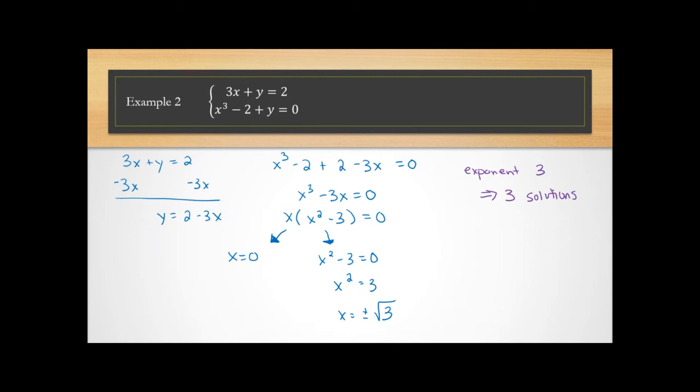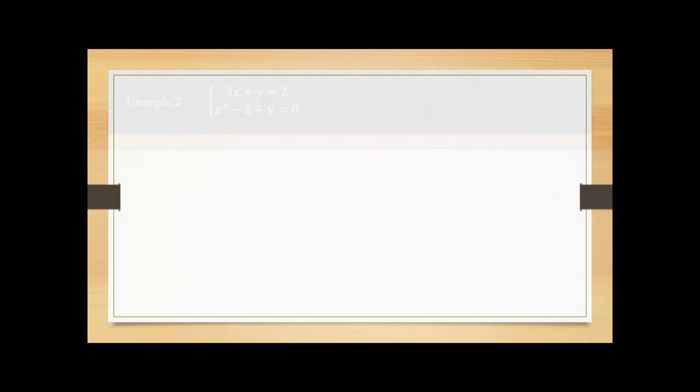So we need to find the ordered pair for each of these three sets of values. And for that, we're going to plug it into this y equals 2 minus 3x so that we can find the y value now that we have the x value. So I'm going to do this on the next slide.